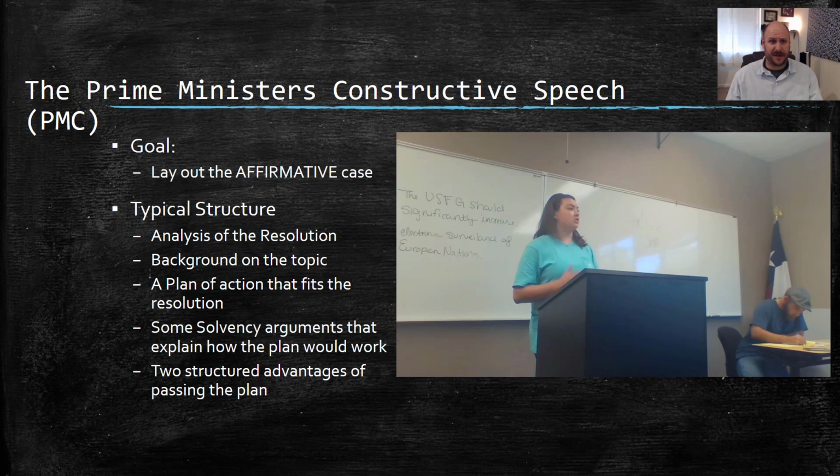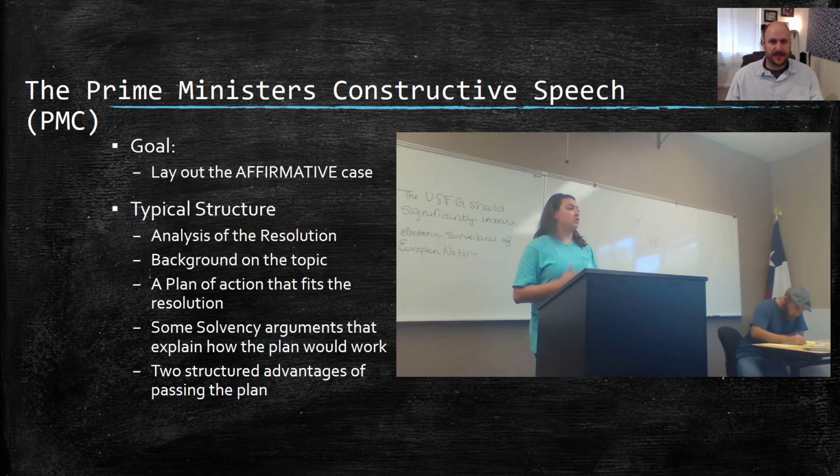The final part of the Prime Minister constructive speech is to provide advantages that explain the net benefits of the plan. These should be structured advantages that contain a uniqueness, a link, an internal link, and an impact, and should be fleshed out and should probably draw either empirical examples or some sources and statistics to help prove that they are accurate and true and give them a little bit of weight.